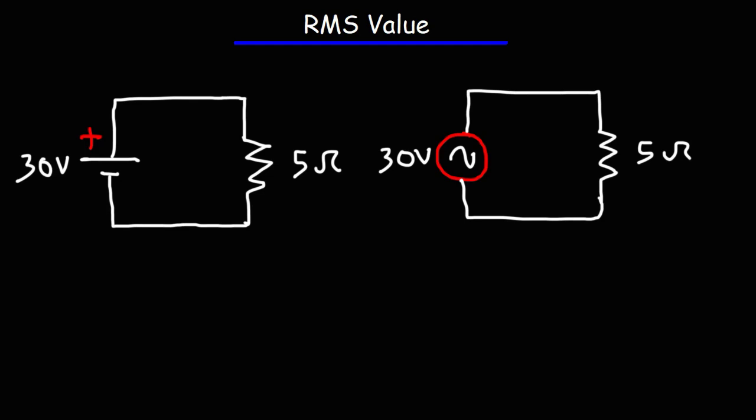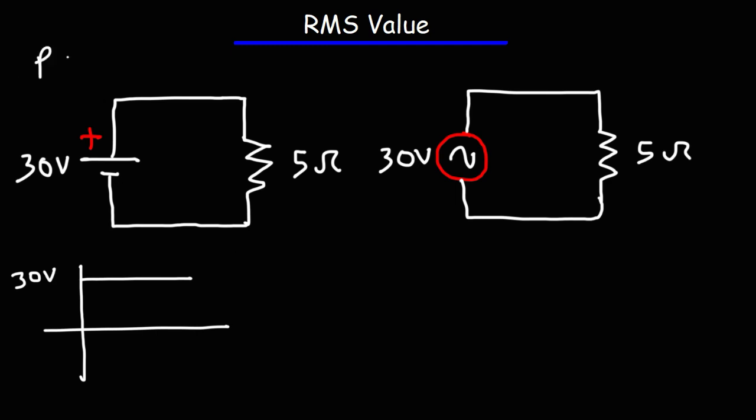In this video, we're going to talk about RMS value of AC circuits. RMS stands for root mean square. And when dealing with AC circuits, it tells you the average power dissipation that would be equivalent in a DC circuit. So on the left, we have a 30 volt DC power source applied across a resistor.